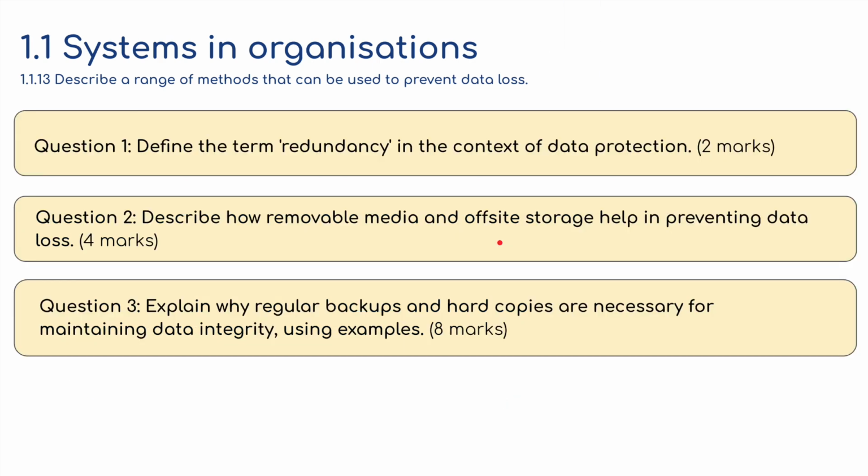Okay? As always, I'm going to give you 3 questions. Define the term redundancy in the context of data protection for 2 marks. Describe how removable media and offsite storage helps in preventing data loss for 4 marks. And then explain, for 8 marks, why regular backups and hard copies are necessary for maintaining data integrity, and please include some examples. Okay, again, if you don't want to see the answers just yet, please pause the video. Otherwise, I'm going to go straight on.